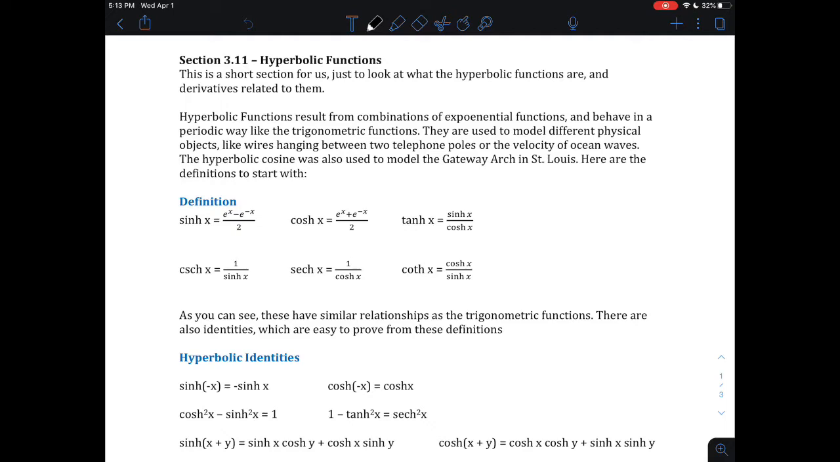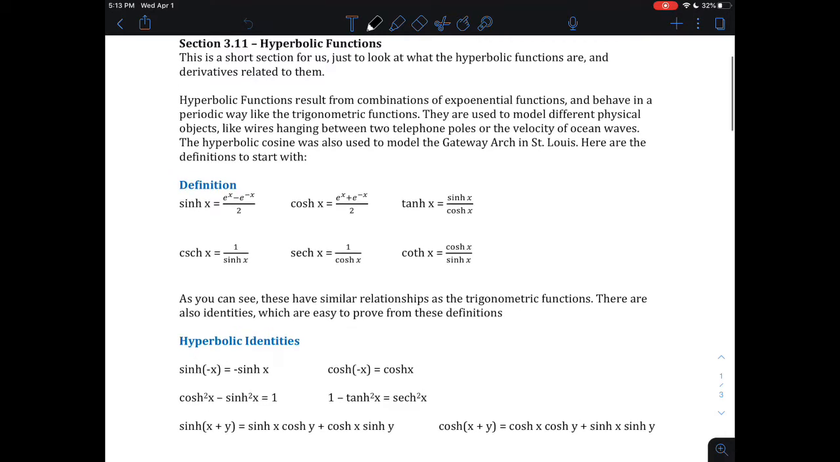So these functions are hyperbolic functions, and these result from combinations of exponential functions. And they behave in a periodic way like the trigonometric functions. They are used to model different physical objects, like wires hanging between two telephone poles or the velocity of ocean waves. The hyperbolic cosine function was also used to model the Gateway Arch in St. Louis.